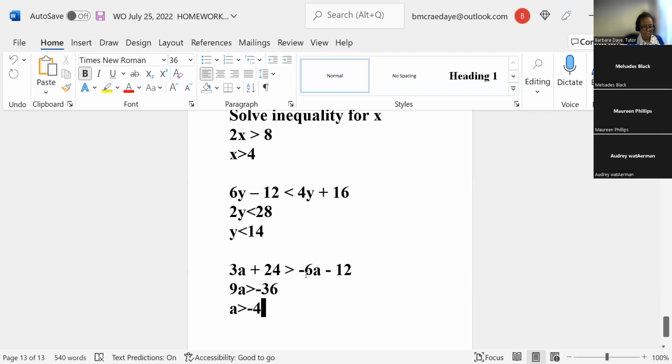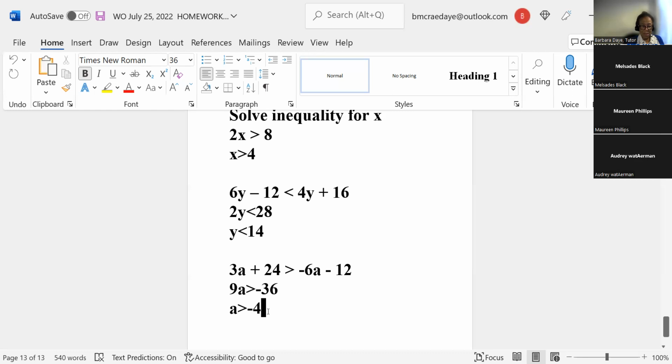Like Maureen said, she added a 6A to both sides. So 6A and a 3A is a 9A. A minus 6A and a plus 6A is a 0. That's my error. Audrey, did you get the minus 4? Audrey, did you get the minus 4?